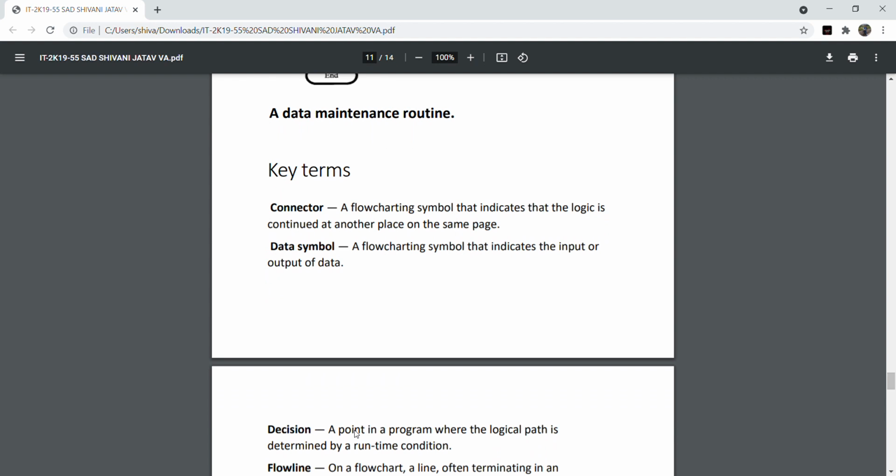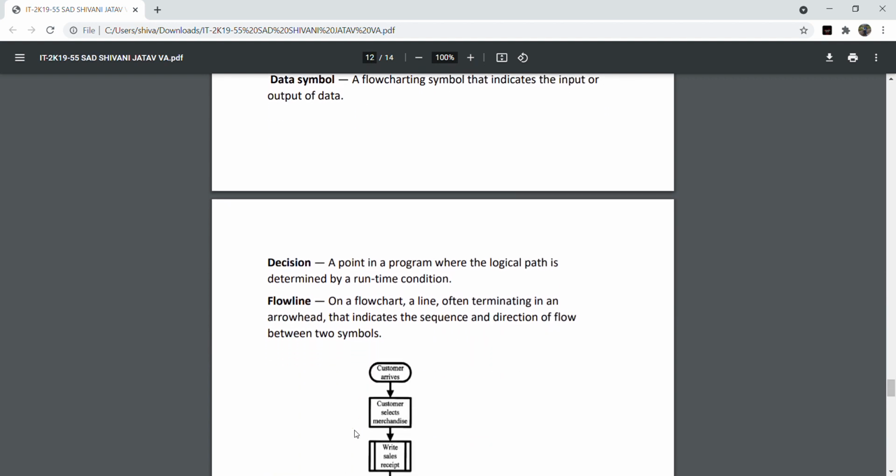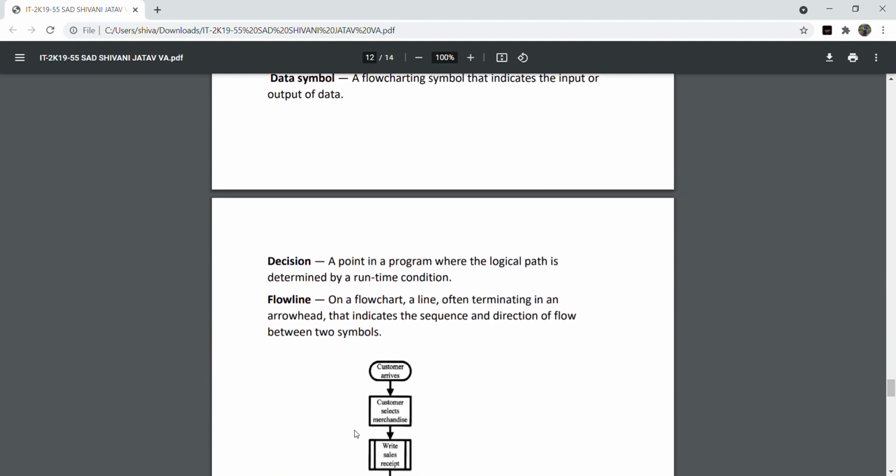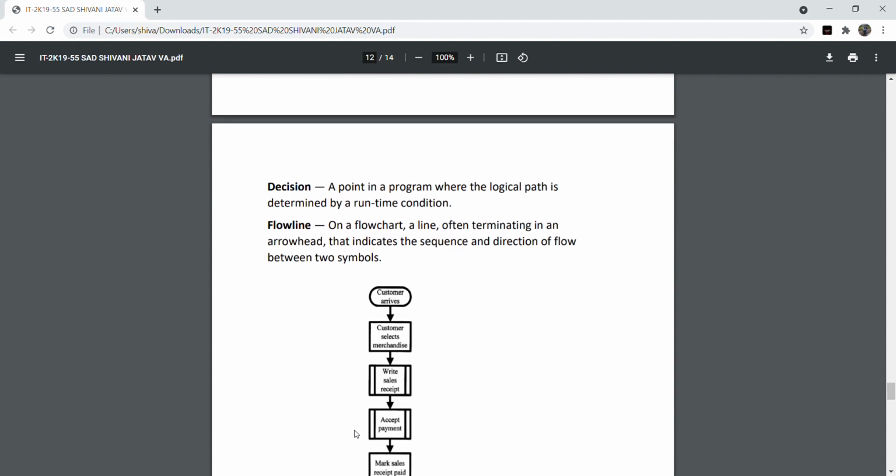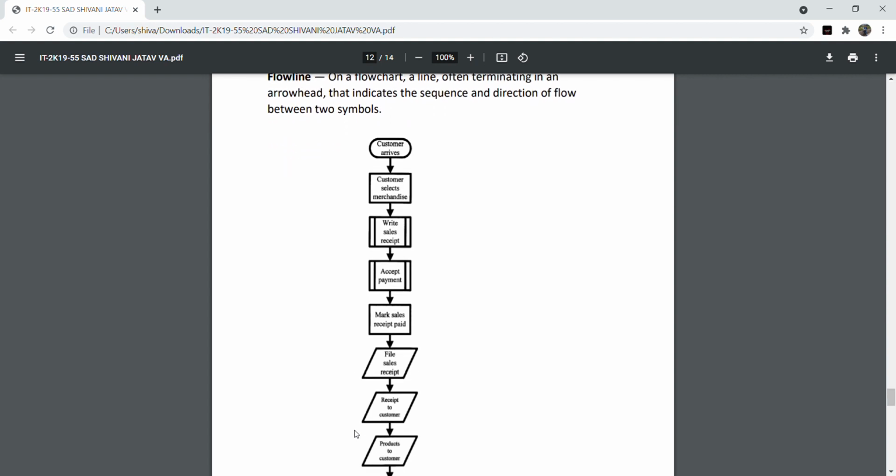Connector. A flowcharting symbol that indicates that the logic is continued at another place on the same page. Data symbol. A flowcharting symbol that indicates the input or output of data. Decision. A point in a program where the logical path is determined by a runtime condition. Flow line. On a flowchart, a line, often terminating in an arrowhead, that indicates the sequence and direction of flow between two symbols.